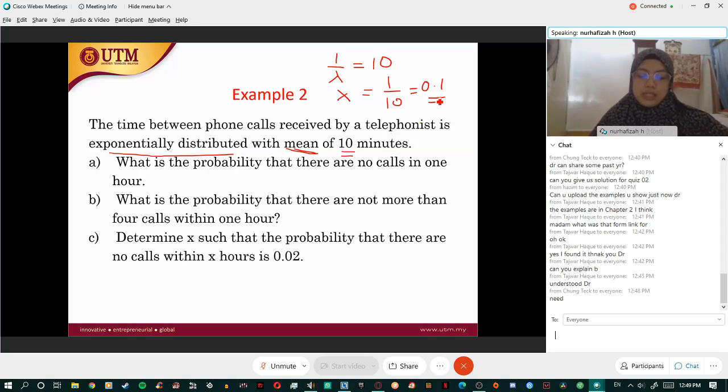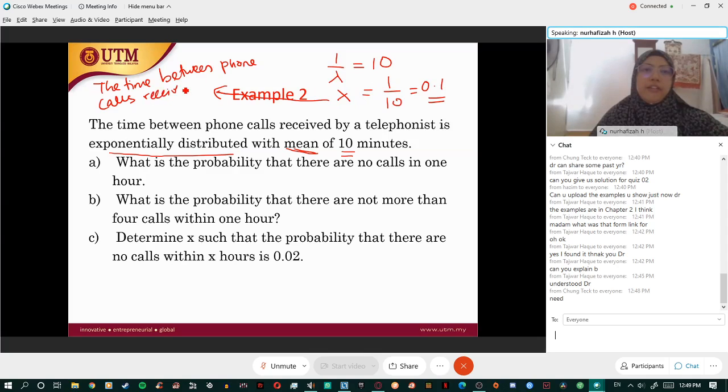So 0.1 is the rate of the time between calls received by a telephonist, which means 0.1 per minute. Okay, 0.1 per minute. Per minute, note that this one is per minute.